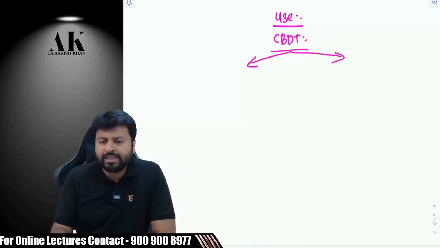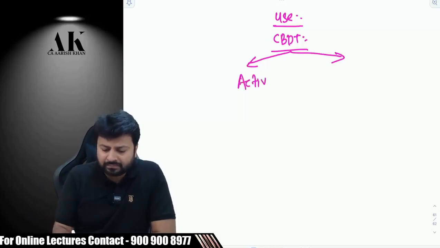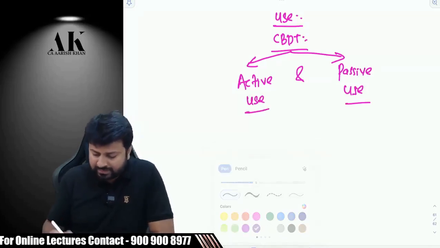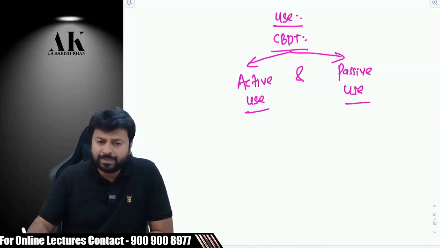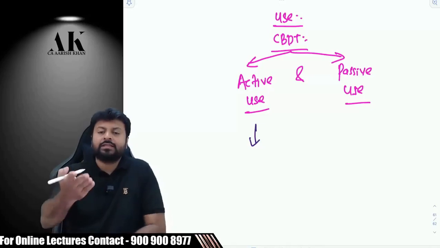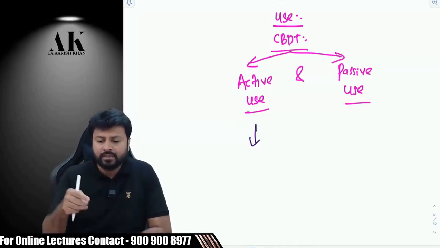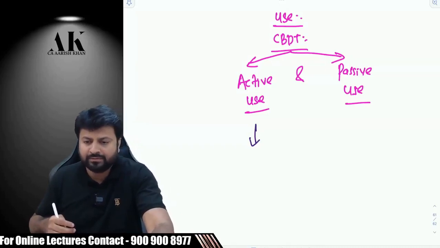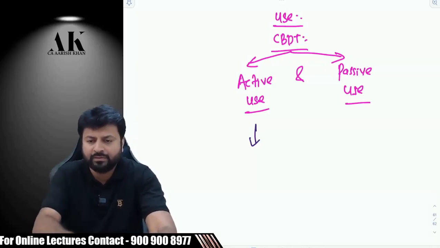So CBDT said that the word use means active as well as what? Passive use. It will include both kinds of use, active use as well as passive use. Now, what do I mean by active use? Active means something which I am actively using, like this computer, like this iPad. But then what is passive use? What do I mean by the term passive use?